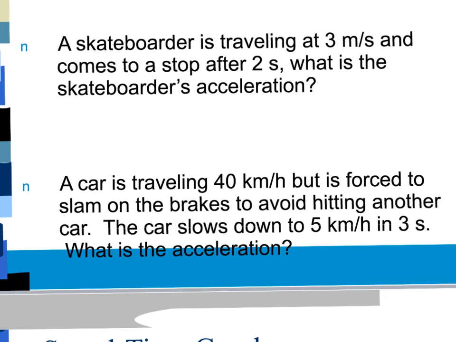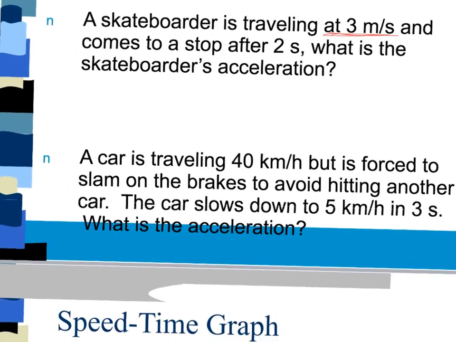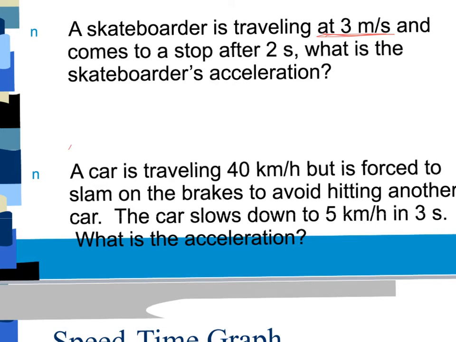On your notes. A skateboarder is traveling at, so the very first piece of information we have, so now we're looking at negative acceleration. A skateboarder is traveling at 3 meters per second. So once again, I'm just going to write down my information. What do I know? Well, I know my initial velocity is 3. I know he comes to a stop, so that means he brakes, or his velocity is 0. That means he's going 0 at the end, and it takes 2 seconds. What is the skateboarder's acceleration?